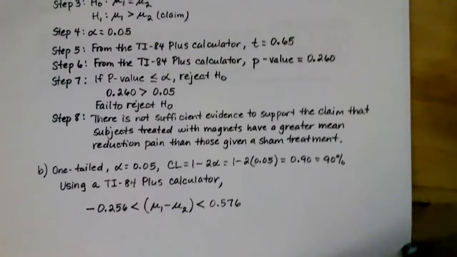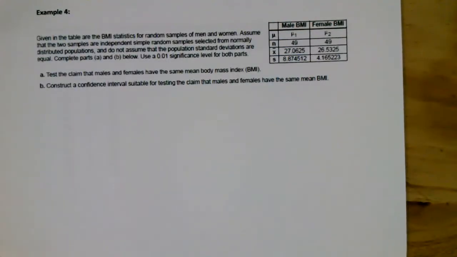All right, take a look at example 4. Given in the table are the BMI statistics for random samples of men and women. Assume that the 2 samples are independent, simple random samples selected from normally distributed populations, and do not assume that the population standard deviations are equal. Complete parts A and B below. Use a 0.01 significance level for both parts. Part A1 tests a claim that males and females have the same mean body mass index, or BMI.